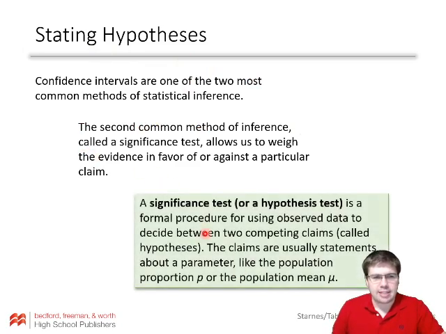So a significance test, or we also call them hypothesis tests because we will be writing out these hypotheses, is a formal procedure for using observed data to decide between two competing claims called hypotheses. The claims are usually statements about a parameter like the population proportion p or the mean mu. We will focus heavily on those two, though technically there are lots of different significance tests you can do for population parameters, and we will do a little bit more.